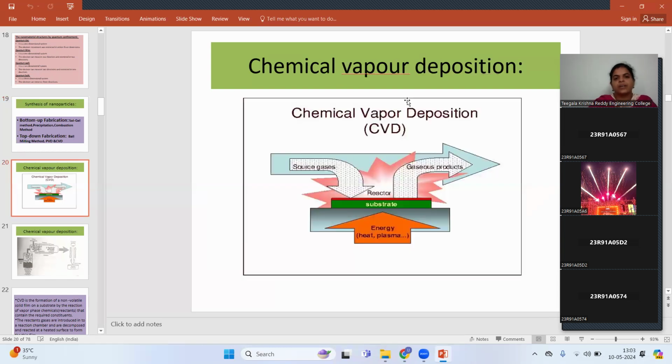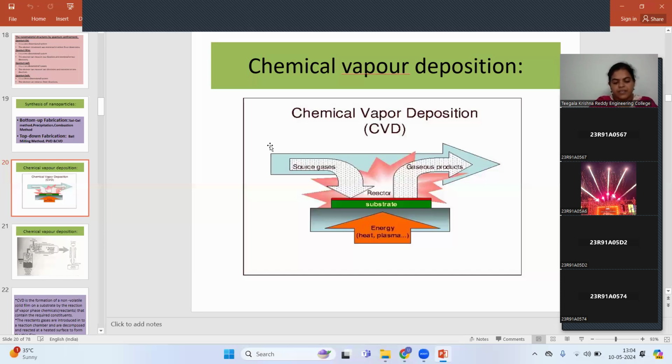Now we are discussing the CVD method. What is CVD? Chemical vapor deposition method. In this method, nanoparticles are deposited from the gas phase material.